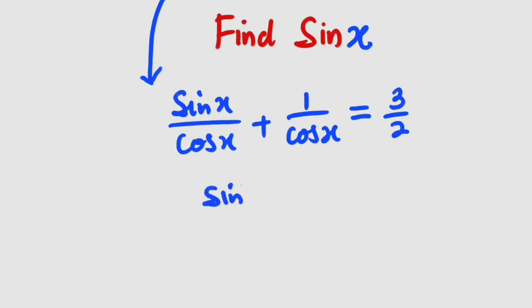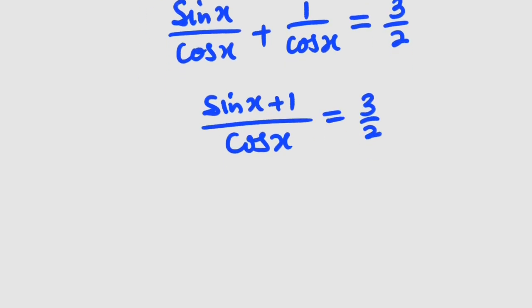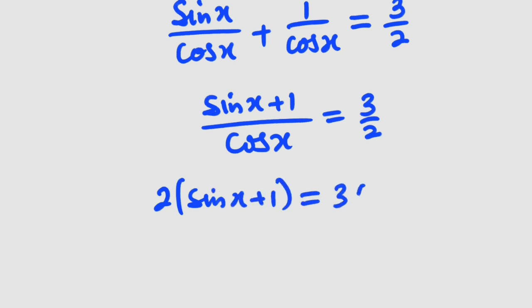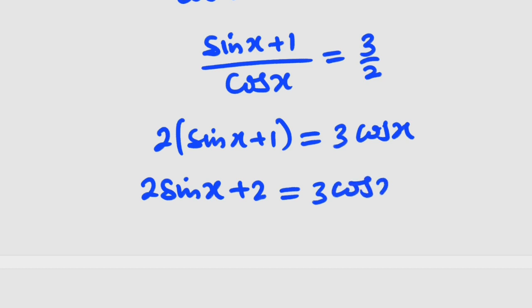This is the same thing as sine x plus 1 divided by cosine x. And this is equal to 3 divided by 2. Now let us cross multiply. We have that 2 multiplied by the whole of this, we have 2 times sine x plus 1 equal to 3 cosine of x, right? And we can expand this. We have 2 sine of x plus 2 equal to 3 cosine of x.